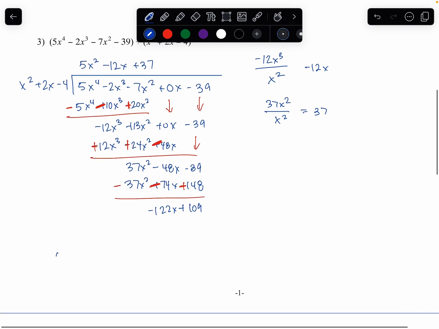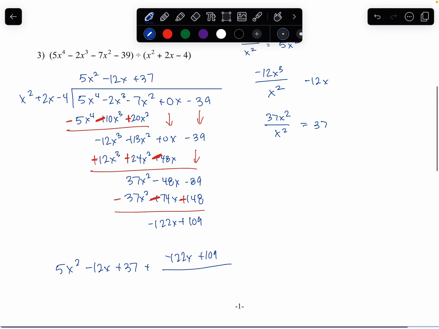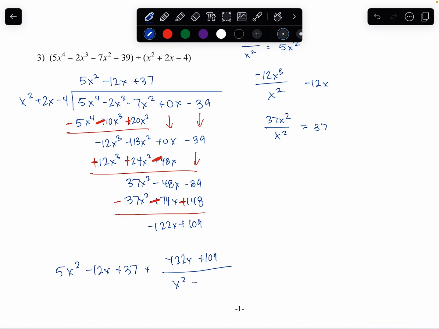But our answer is going to be 5x squared minus 12x plus 37. Then you can do plus negative 122x plus 109 all over x squared plus 2x minus 4. And there you go.